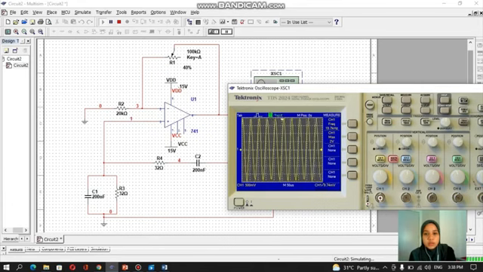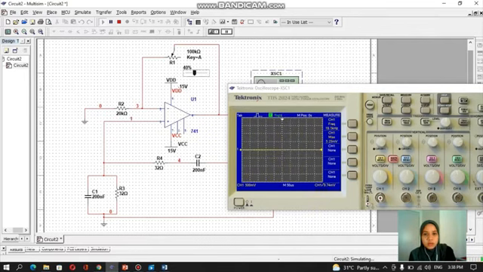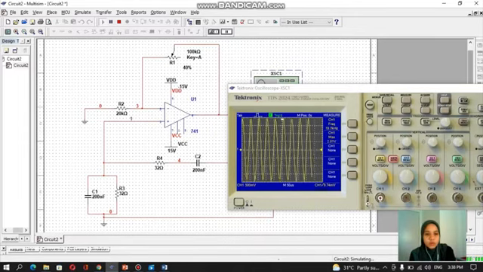So to get the smoother output waveform, use 40 ohm. So you can see that in 40 ohm, it will be the smoother output waveform, and it's accurate with the calculation before.